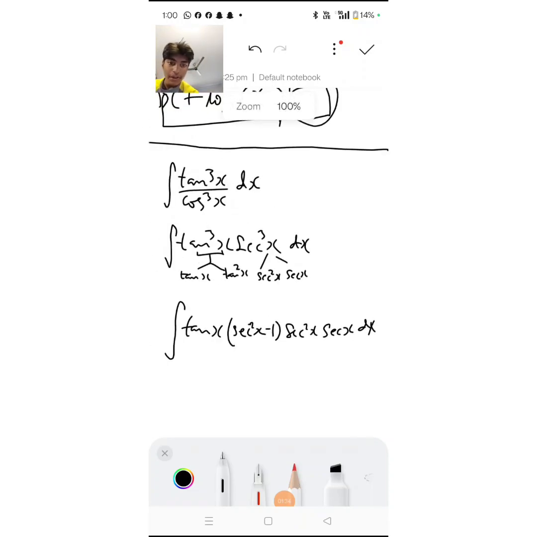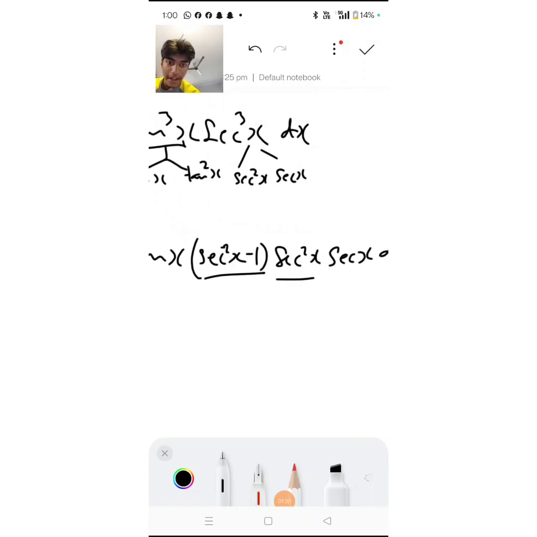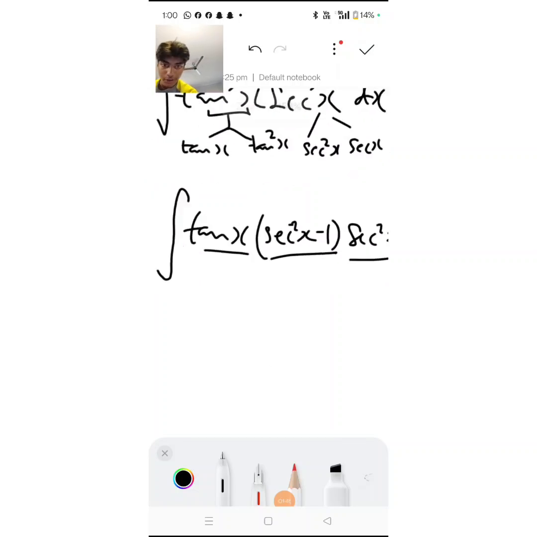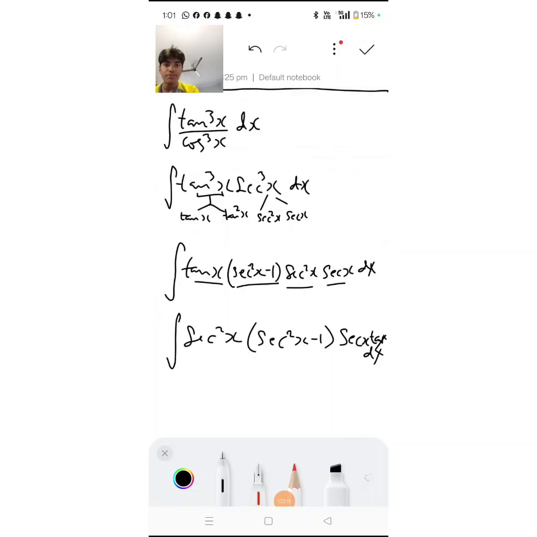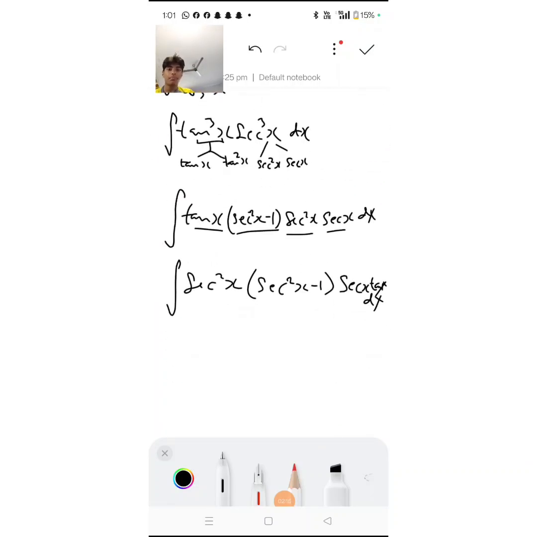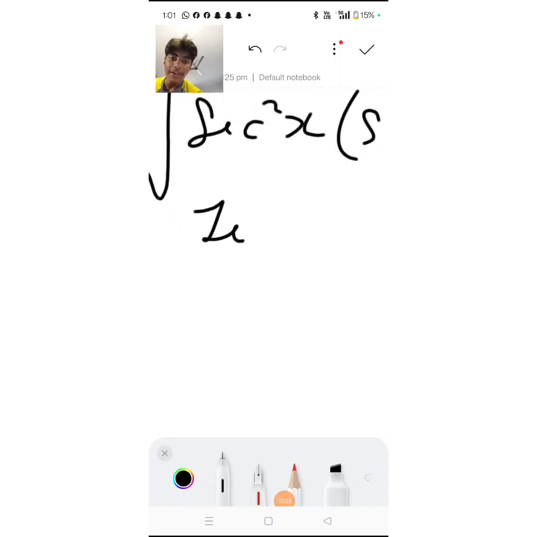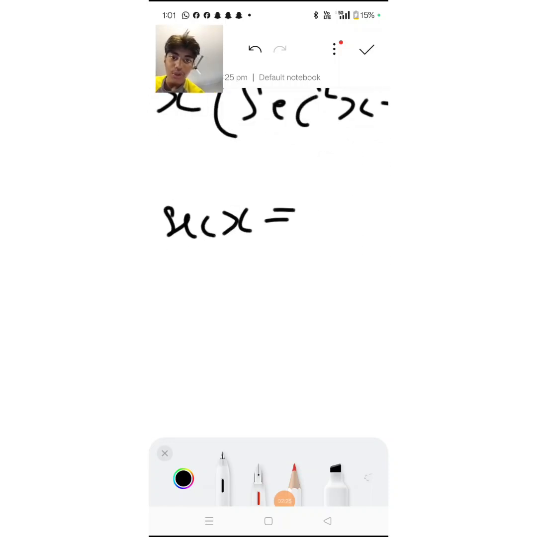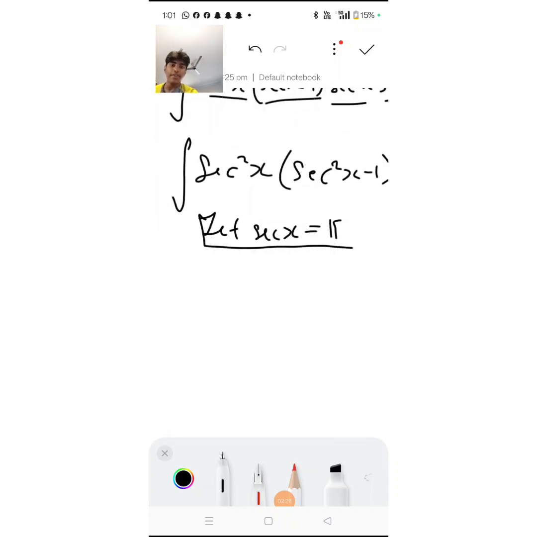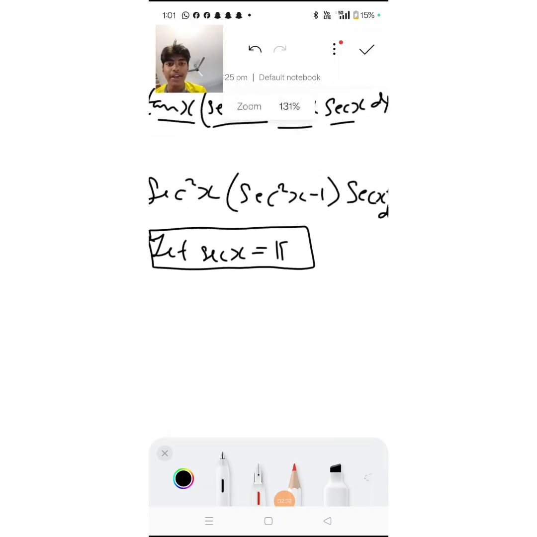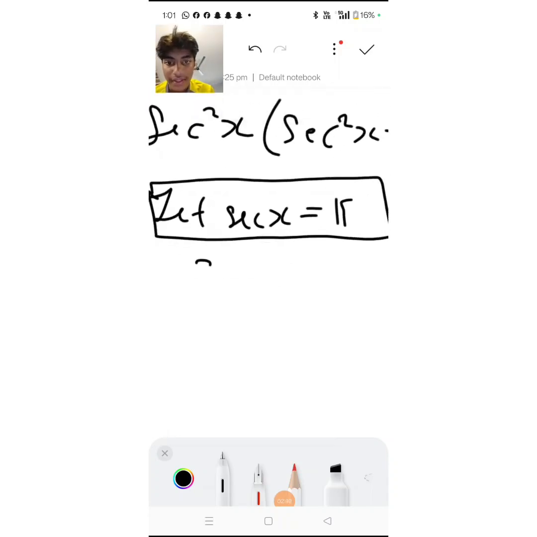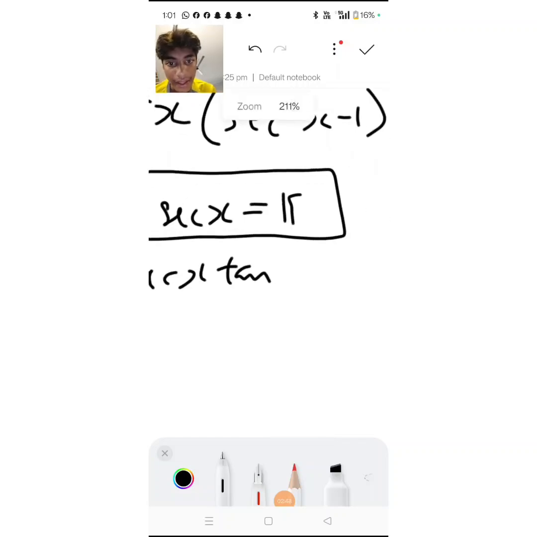Now I'll put sec square x and sec square x minus 1 together, and I'll put tan x and sec x together. Now I'm going to do a general substitution here, because if I take sec x the whole time, the problem will be very lengthy. In the end, we can change it back to sec x. So let sec x be equal to k. The derivative of sec x will be sec x tan x dx, so sec x tan x dx is equal to dk, because we've substituted sec x as k.